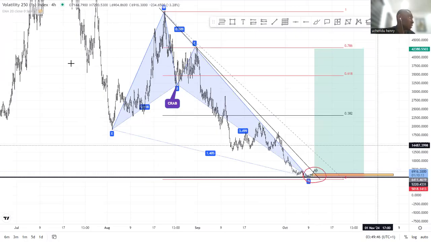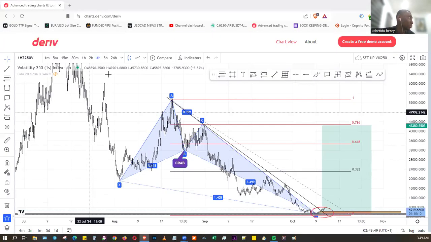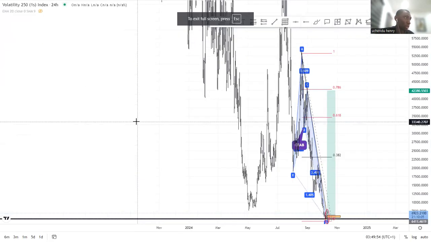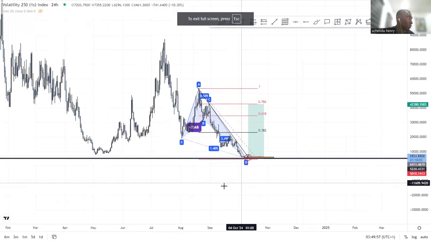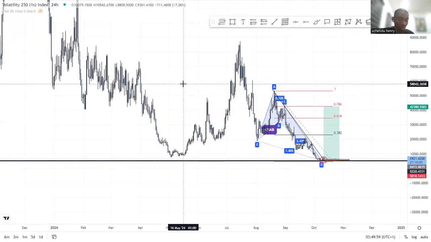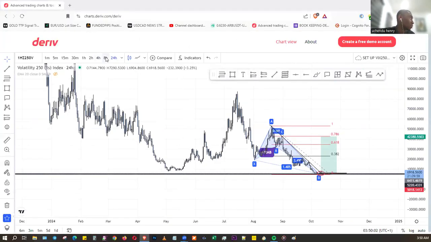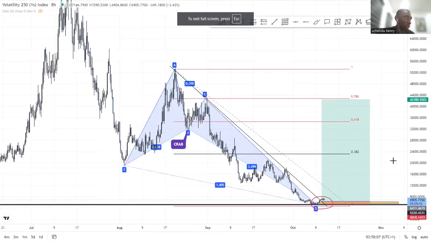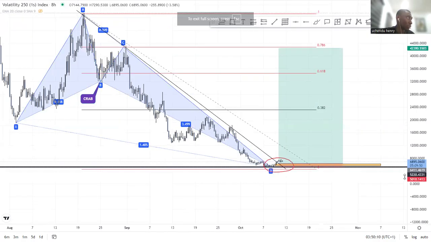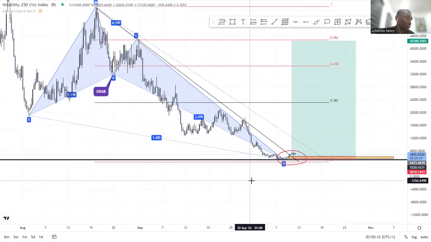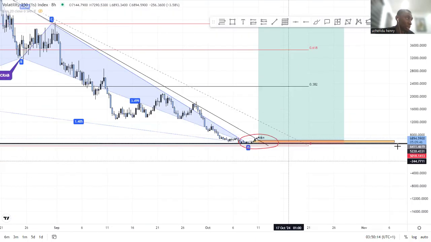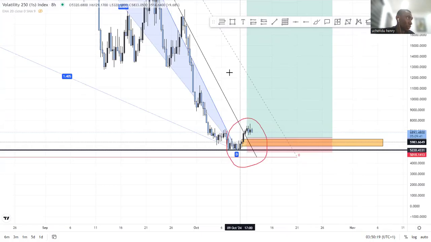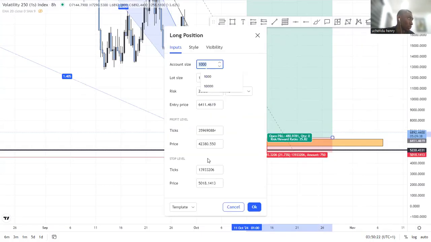So I'll be executing this trade. Let me just zoom in on that a little bit. This is daily. Let me look at 4 hour, 8 hours. Okay, so I will be executing this trade myself. If I don't get triggered, then it is 100% fine. So I will just copy these values.